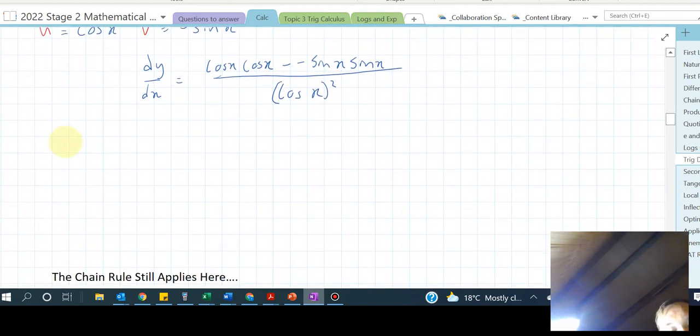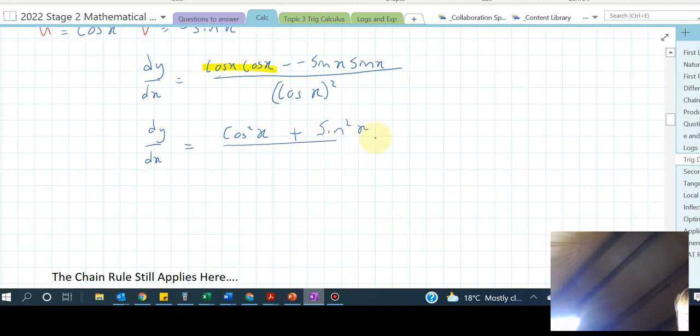So we can tidy this a little. dy dx is, when you have them multiplied by each other, you can write it as cos squared, and the way we write cos squared is like that. Plus, note the double negative, sine squared x over cos squared x.